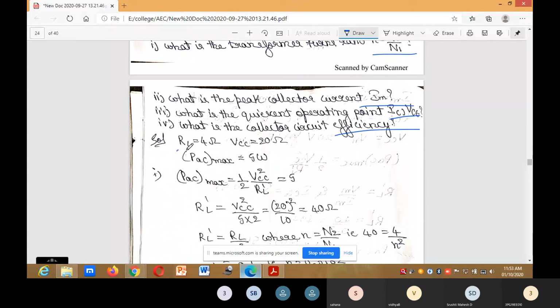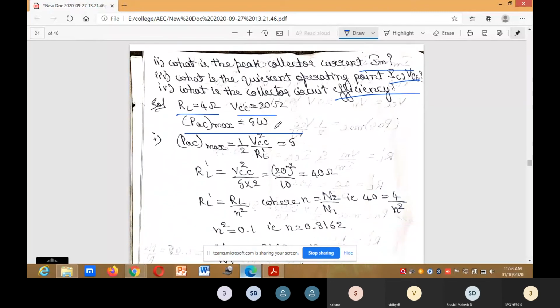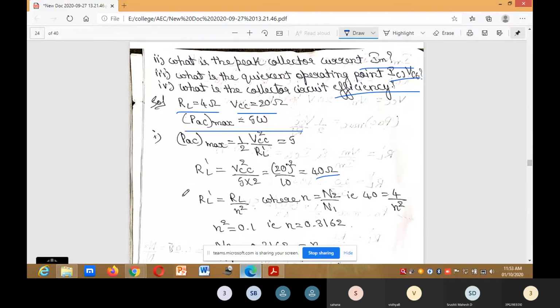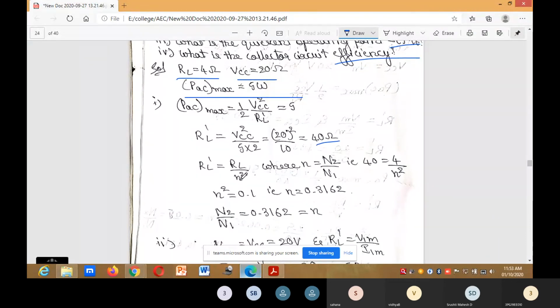Okay. First they have given RL, VCC and PAC maximum. They have given 5 watt. Okay, PAC maximum formula is 1 divided by 2 VCC square divided by RL dash. We know the value of PAC maximum. From this equation we should find out RL dash. Okay, RL dash is equal to VCC square divided by 5 into 2. We will get RL dash is 40 ohm. RL dash is equal to RL divided by N square. From this equation, we can find out N square. Okay, N is equal to how much you'll get? 0.3162.